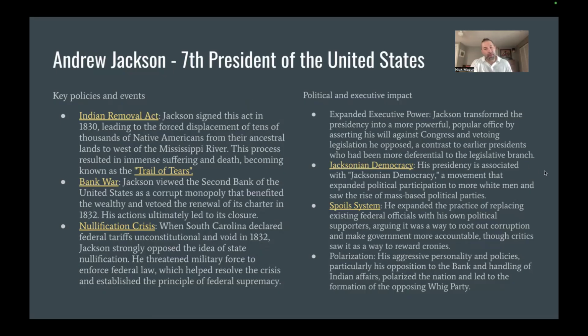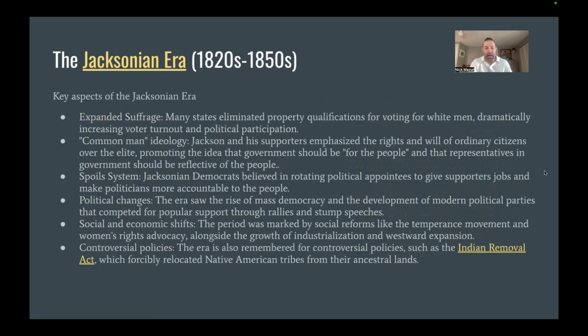So during this period, this Jacksonian era, it's very important to understand the common man ideology. This isn't something that hasn't been used by other presidents, particularly current presidents, where there is often this sense that they need to demonstrate that they're like an ordinary individual, right? That they do things just like everybody else.